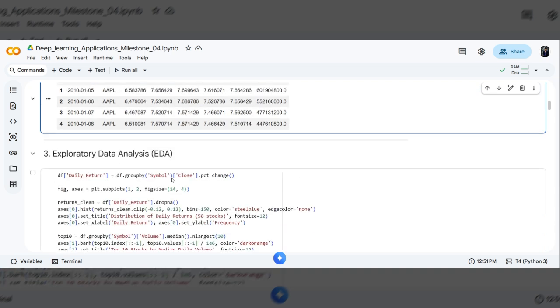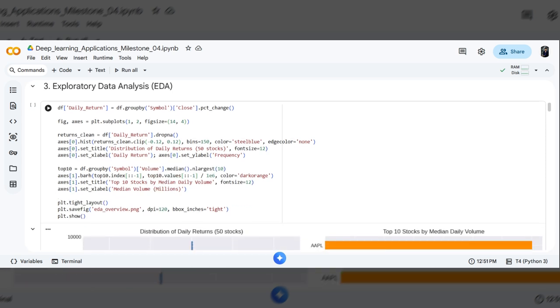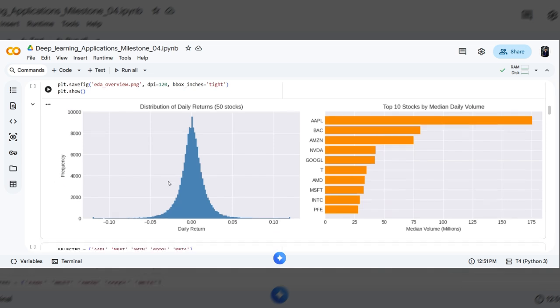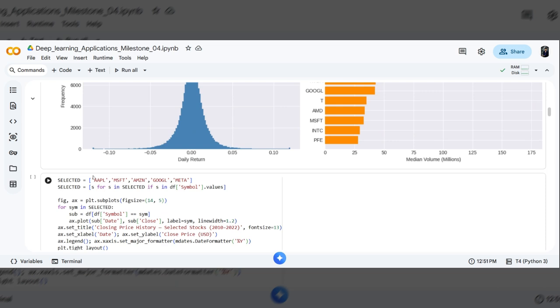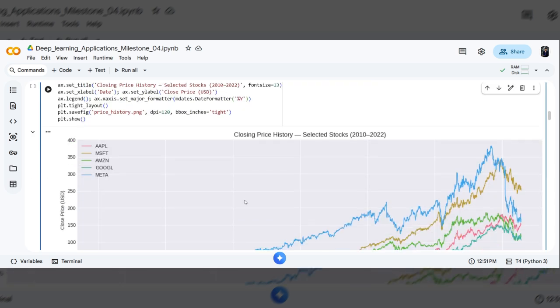After loading the data, I performed exploratory data analysis. I calculated daily returns to understand how stock prices change over time. I also plotted the distribution of returns. Here are the stock price trends of major companies like Apple, Microsoft, Amazon, Google, and Meta. This helped in understanding patterns, trends, and volatility in the stock market.